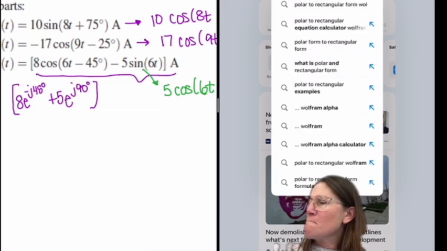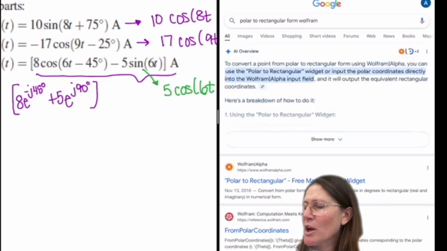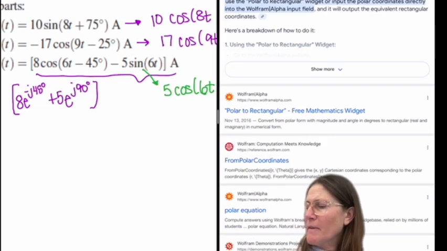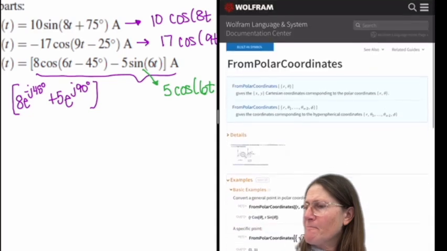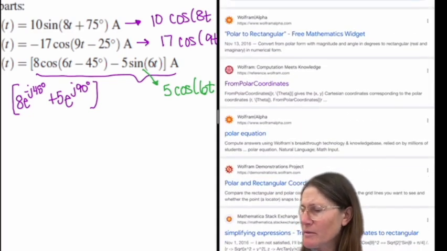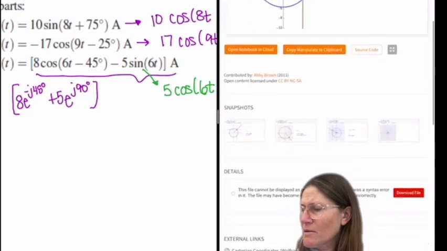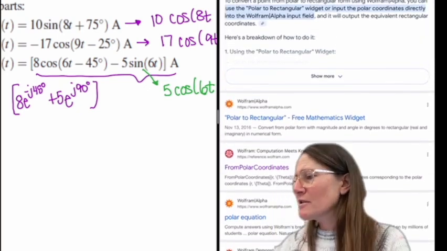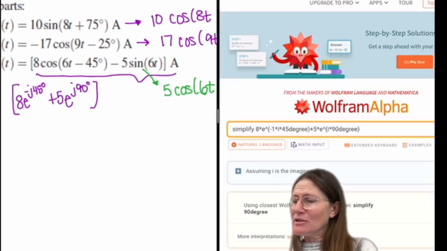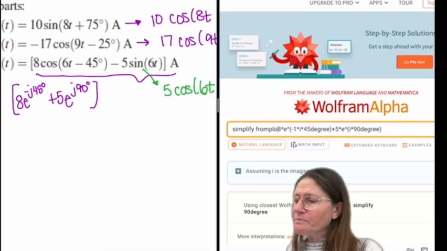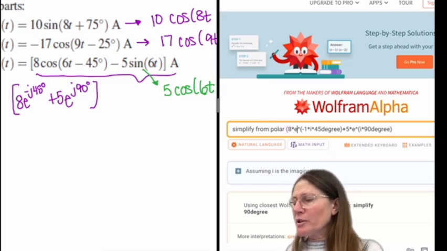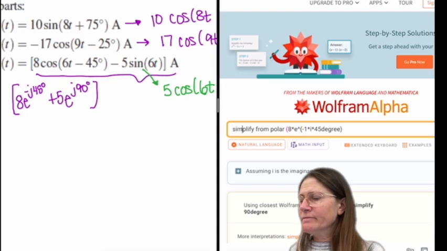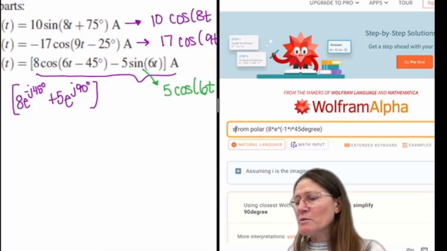So every tool will also have a way of converting. There's a list that I came across. Not it either. So from polar and to polar coordinates is the one you can search for. So from polar, we can convert these, get them into rectangular form, and then you can add them.